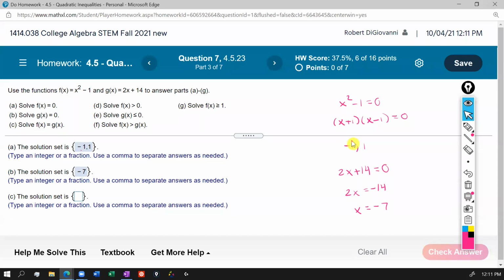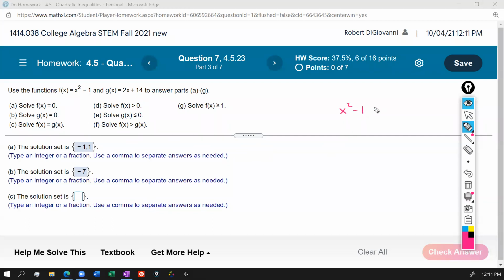Okay, now they want to know where is f of x equal to g of x. So for this, I'm going to take f of x, set it equal to g of x. And so now I'll move everything to one side because it's quadratic. So I subtract 2x and I subtract 14. So that'll give me minus 15. And then hopefully we get a factoring here. 15, 3, and 5. So x plus 3, x minus 5. And so we get two answers here, negative 3 and 5.